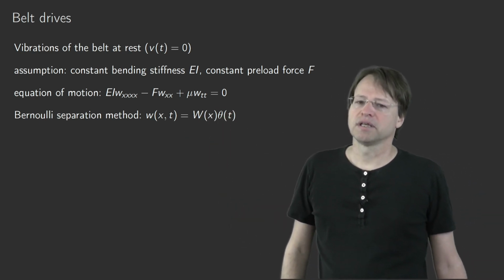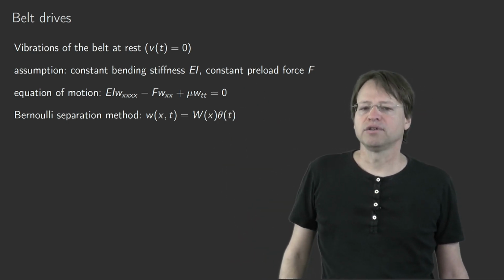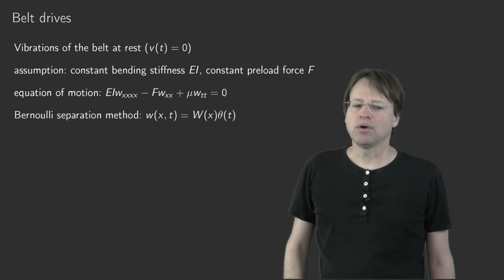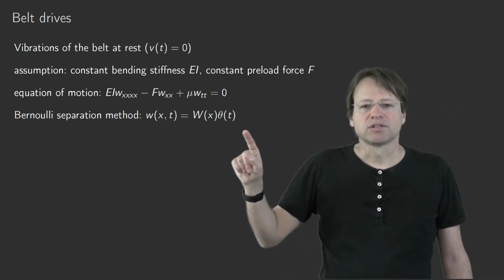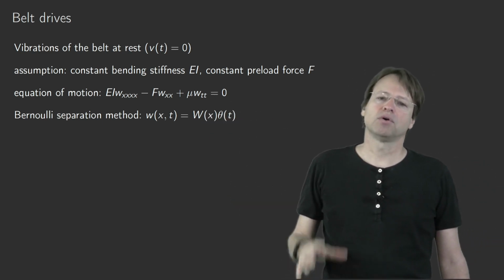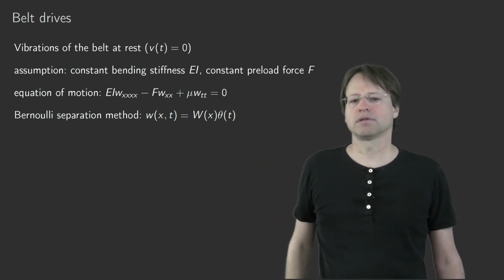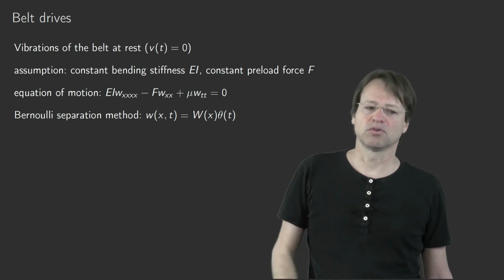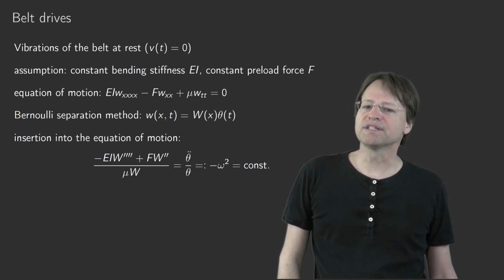The good thing is that then you will, at least you will strive for it, get ordinary differential equations for these functions w and theta. So how do we get these ordinary differential equations? First of all, we insert this setting into the equation of motion. And then we write all the terms in w on the one side and all the terms with theta on the other side of the equation, so therefore separation. Okay, so this is done here.